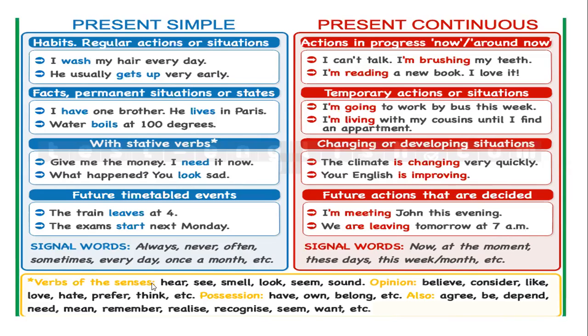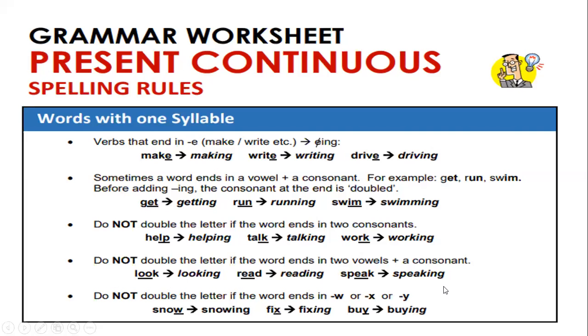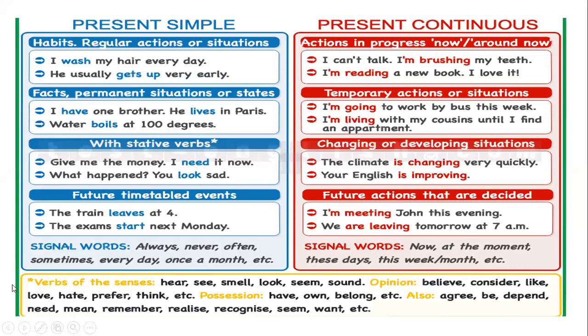So the verbs of senses are hear, see, smell, look, seem, sound. Esos son verbos de los sentidos. Oír, ver, oler, mirar, parecer, sonar. The opinion verbs are believe, consider, like, love, hate, prefer, think, etc. Los verbos de opinión son creer, considerar, gustar, amar, odiar, preferir, pensar, etc. The possession verbs: have, own, and belong. Tener, pertenecer, ¿verdad? Own and belong. And also look at the verbs agree, be, depend, need, mean, remember, realize, recognize, and seem. Also, want is that kind of verb.